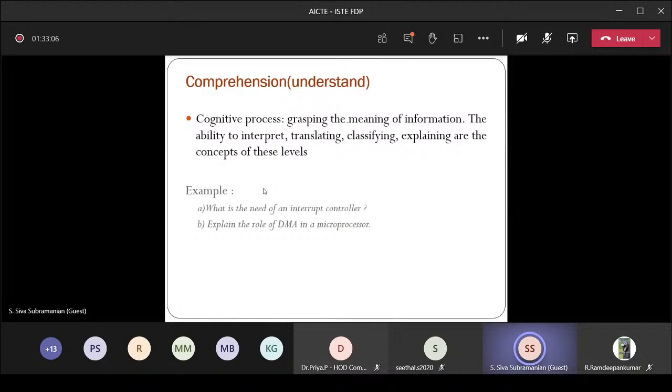Comprehension type. Here, what is the need of an interrupt controller? He knows what an interrupt controller is. Now he has to apply his mind and find out what the need is. So the word which differentiates is the word need. Explain the role of DMA. If this question is there, then that falls into my second category, understanding. Only if he knows what DMA is, only if he knows what a microprocessor is, can he make these 2 relations. DMA in a microcontroller, role he can write, right?